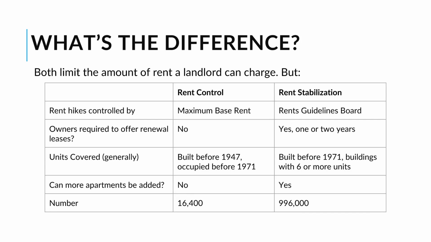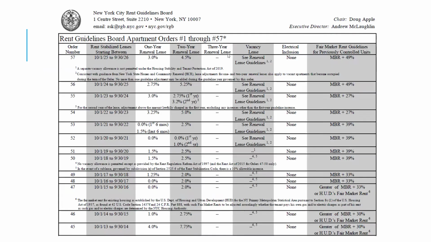But for rent stabilization, that is done through the Rent Guidelines Board. And this board is appointed by the mayor. So when you hear about Mamdani saying he's going to freeze the rents, this is what he's referring to, this Rent Guidelines Board. So you can see, when you freeze the rent, you put it at 0%. And it's actually been done before.